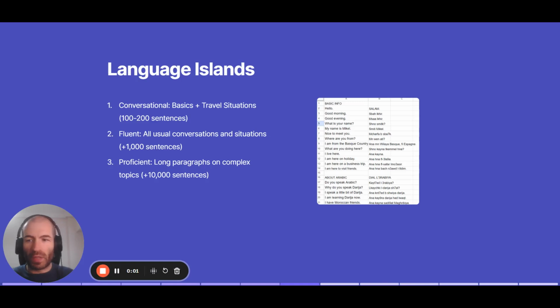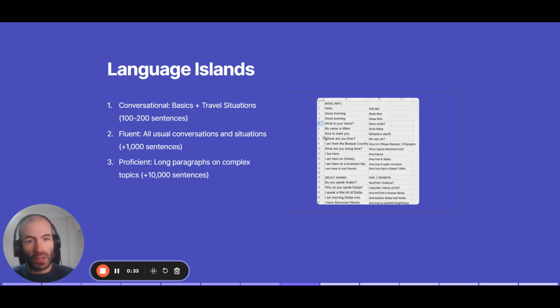If you struggle to speak a foreign language, this is a solution. These are language islands. This is a technique developed to help you become conversational, then fluent, and then proficient in the language that you're trying to learn, or in multiple languages if you want to. In fact, this is extremely useful to get conversational and then fluent in multiple languages, because once you start using this technique, you can reuse it for different languages.